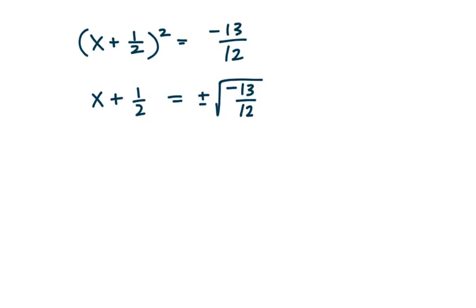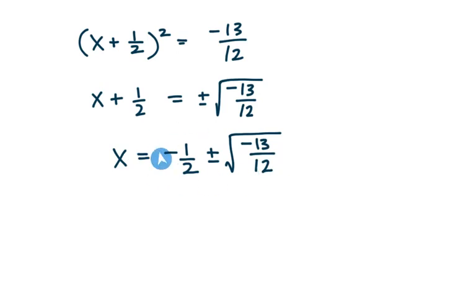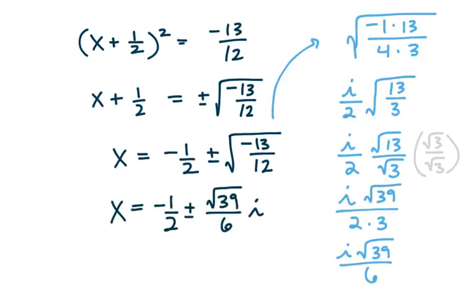And then I will subtract the 1/2. So I've got x equals negative 1/2 plus or minus the square root of negative 13 over 12. And this is my irrational complex solution. Now, I do need to simplify this negative under the radical, as well as we're not allowed to leave fractions under the radical. I'm going to pause and write that over here to the side for us.